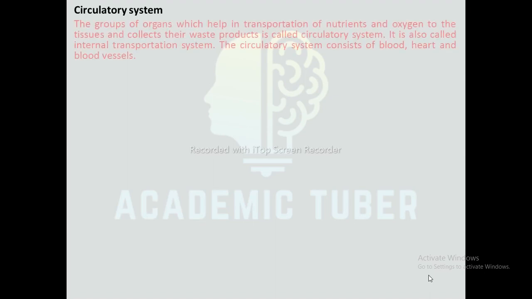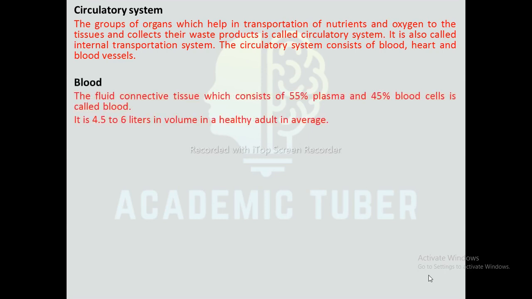Circulatory system. The group of organs which helps in transportation of nutrients and oxygen to the tissue and collect their waste products is called circulatory system. It is also called internal transportation system. The circulatory system consists of blood, heart, and blood vessels. Blood. The fluid connective tissue which consists of 55% plasma and 45% blood cell is called blood. It is 4.5 to 6 liters in volume in a healthy adult on average.